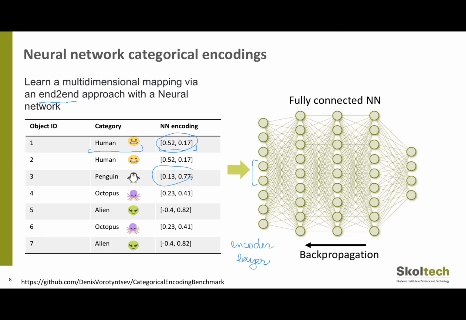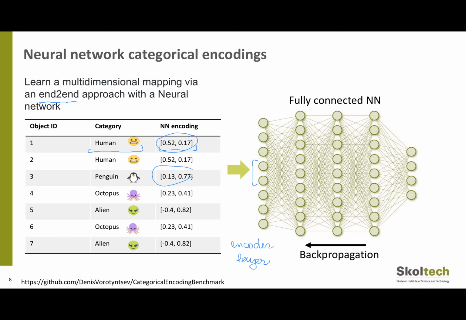Humans and penguins are closer than humans and aliens, and penguins and octopus are closer to each other than to other species we mentioned on this slide. So in this case, we also see that our approach is an end-to-end one. I've used one general pipeline to construct these encodings. So this is pretty much what we do and what we achieve.